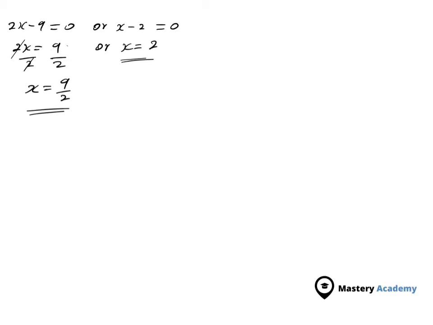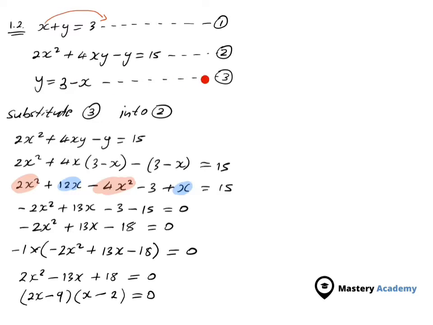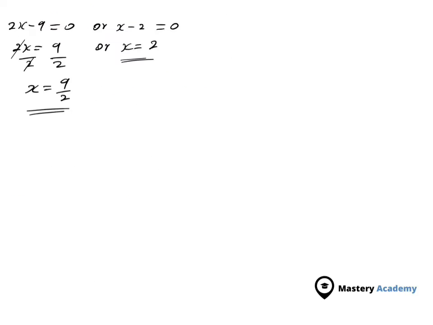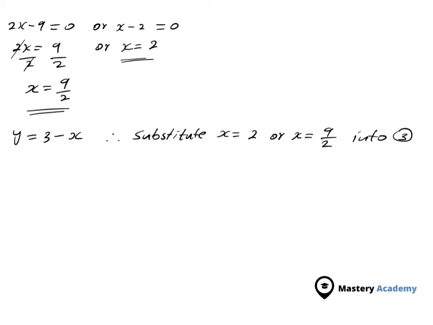Now, these are your x values. Now, you take these roots, or these x values, and you substitute them back into equation 3 to get the y values. So now, equation 3 is given as y is equal to 3 minus x. So now here, I'm going to say substitute x is equal to 2, or x is equal to 9 over 2 into equation 3.